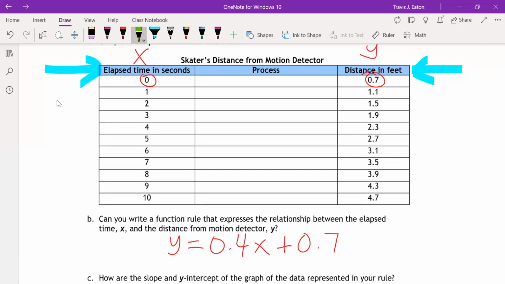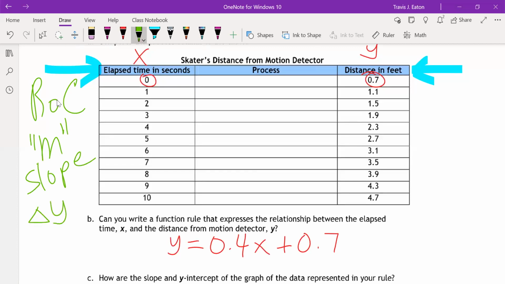Remember, in order to do this, we have to come up with the rate of change, or the slope, right? The rate of change, the ROC, which is the same thing as the slope, which is represented by the variable m for slope. And remember what that slope is. It is the change in y over the change in x. So we have to find what the change in y is.